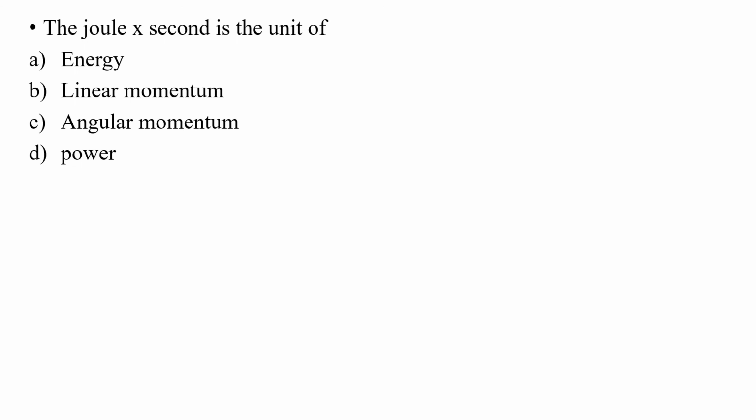The question is, joule into second is the unit of dash. The answer: joule is the SI unit of work and second is the SI unit of time. Hence, work into time will be equal to M L square T raised to minus 2 into T.